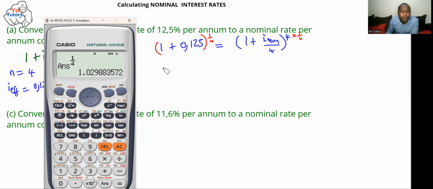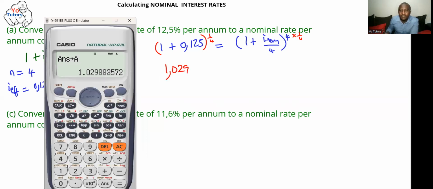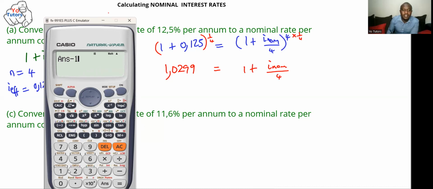We get 1.029. Let's just store in A. It goes on like that, 1.0299, approximately 1.03. So here it's approximately 1.0299, which is equal to 1 plus I nominal over 4. Now we take the 1 there, so it's going to be whatever we get here minus 1. Then we take the 4 there, times 4. Then we get 11.95. So I nominal.